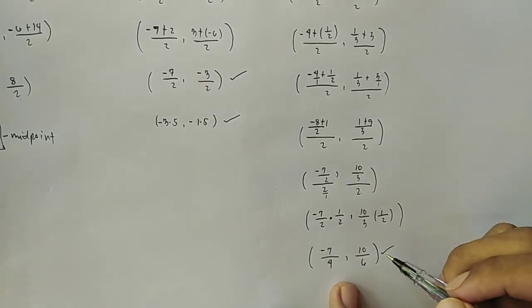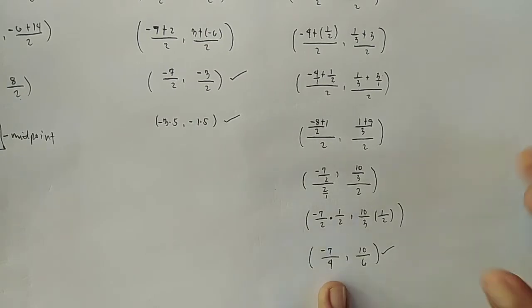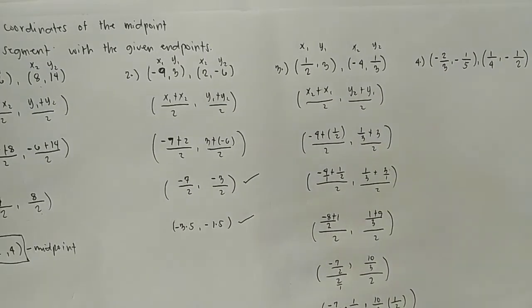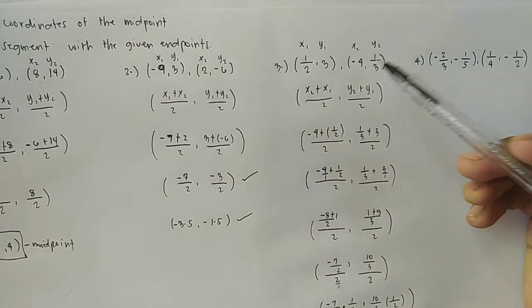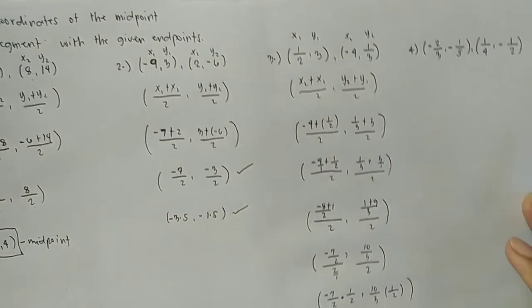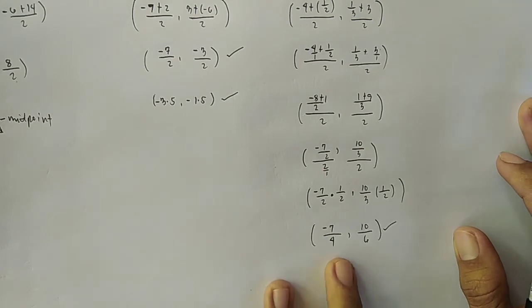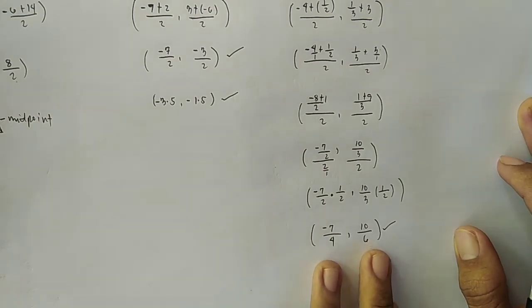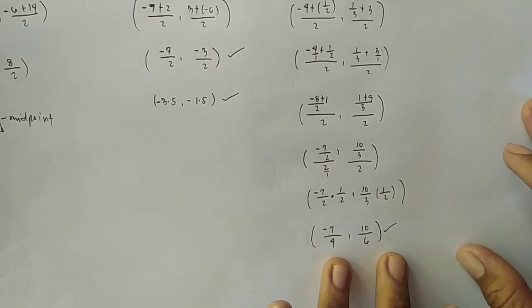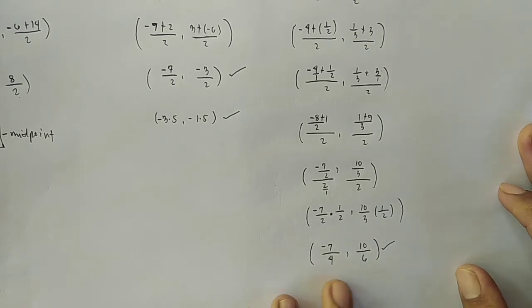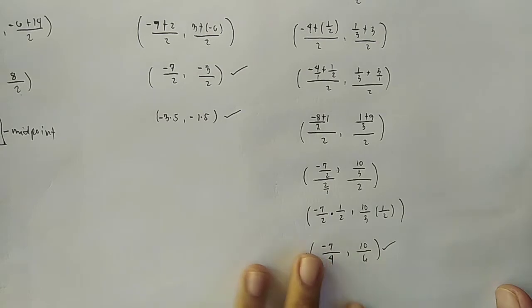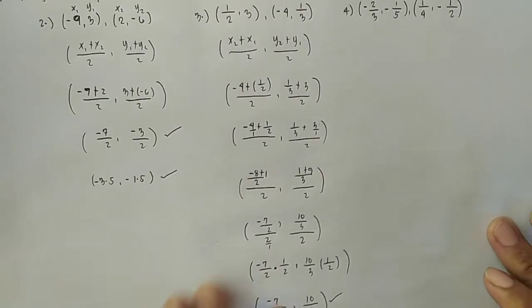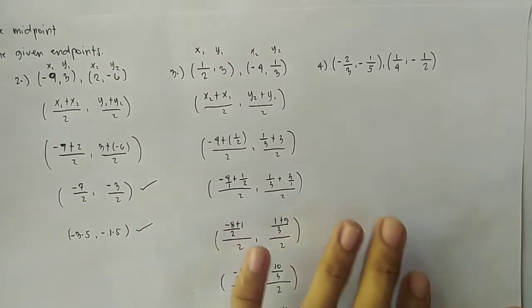Again, this is already the coordinates of the midpoint of the line segment whose endpoints are 1/2, 3 and negative 4, 1/3. So the answer is negative 7 over 4 and 10 over 6. So this is already the midpoint. Or you can express this one into decimal form.